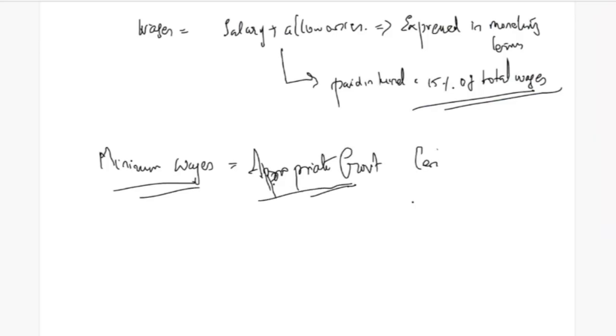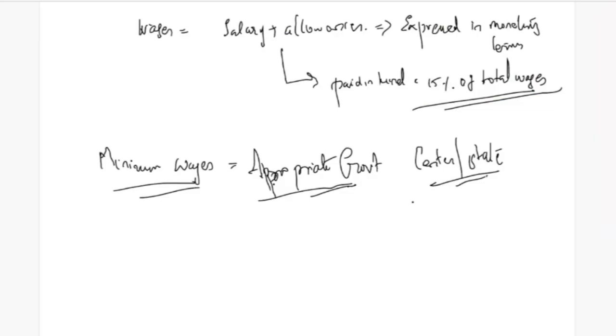Appropriate government will be either center or state. They will fix the minimum wages that is payable for each segment. So employees here, you can divide into three segments: unskilled, semi-skilled and skilled. You can try googling what is the minimum wages in Tamil Nadu. You will get 3 categories: unskilled, semi-skilled and skilled. For each of the 3 categories, minimum wages will be fixed by the state government.